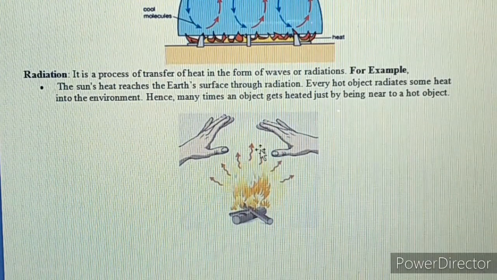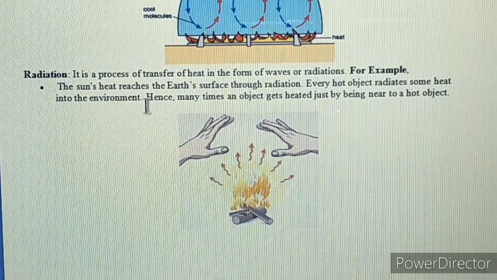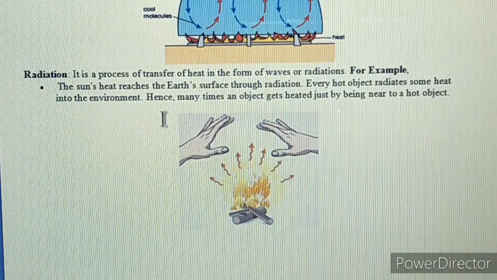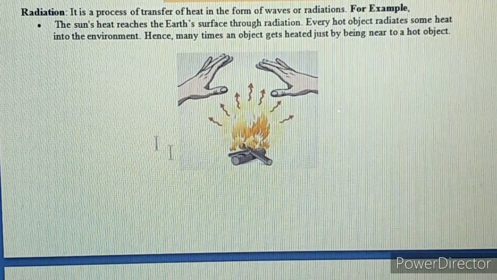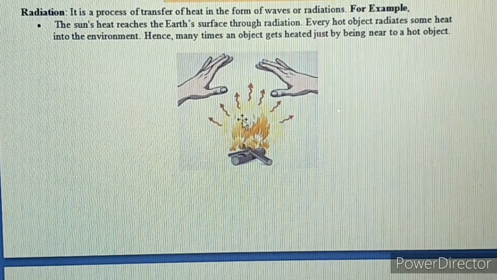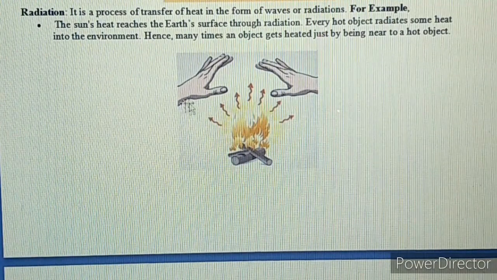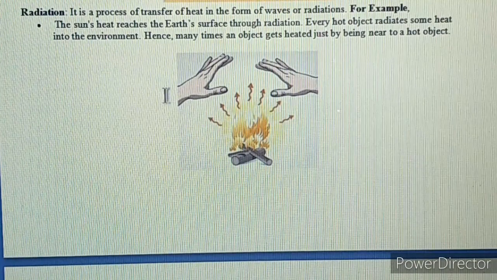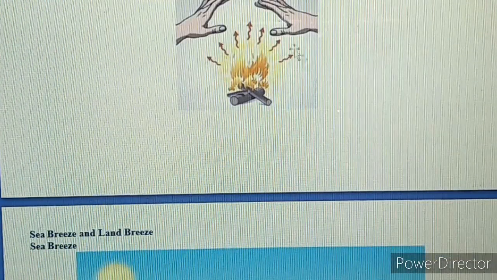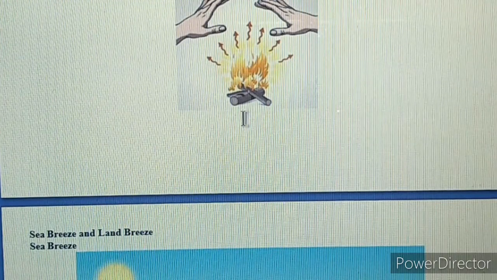Every hot object radiates some heat into the environment. Hence, many times an object gets heated just by being near a hot object. This is an example of radiation. Fire is burning, and when you put a hand over it, through radiation only, your hand becomes warmer. There is no medium present between them.